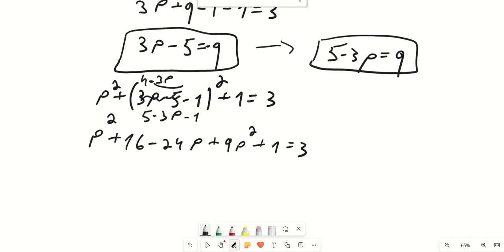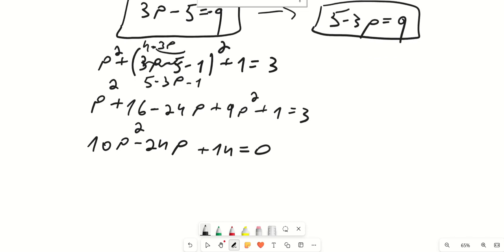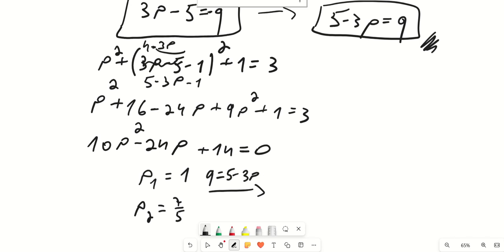And this is just a quadratic equation. And the solutions are P1 is 1 and P2 is 7 over 5, and I had here the connection between Q and P, so Q is 5 minus 3P, and therefore Q1 is 2 and Q2 is 0.8. So those are the possible values of Q and P.